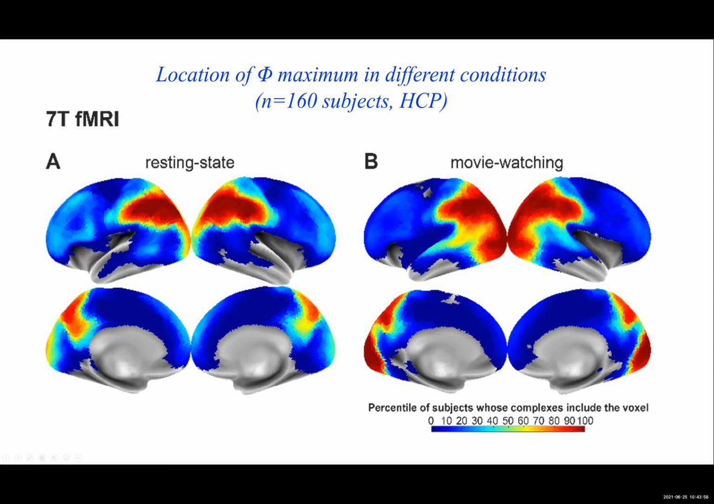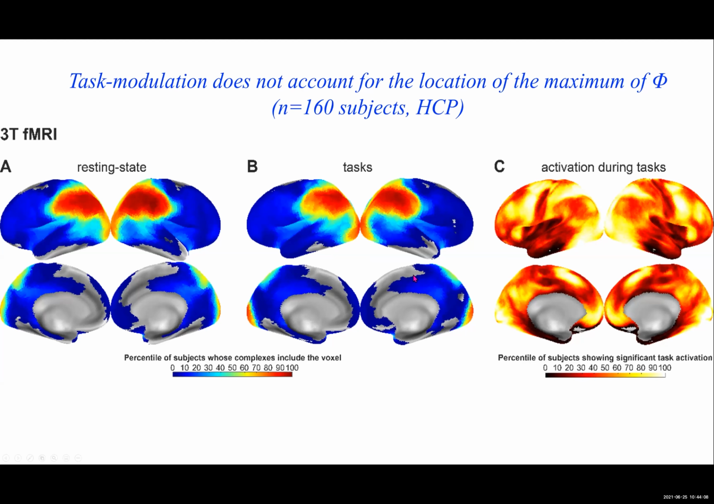Here's watching a movie. It's very much the same regions, but it extends more, for instance, toward auditory cortex and higher order visual areas. And in fact, this is true also at 3 Tesla. And here we have data about several different tasks. Again, this main complex, at least probabilistically, is primarily in the back. And notice it has nothing to do with which areas get activated when you are performing the task. When you're performing the task, all kinds of areas, including in the front, can get strongly activated. These are the areas that are maximally integrated, of highest phi, according to IIT. So this is a little bit of the footprint of the substrate of consciousness in the brain, purely based on first principles: whatever is maximally integrated has the highest phi.